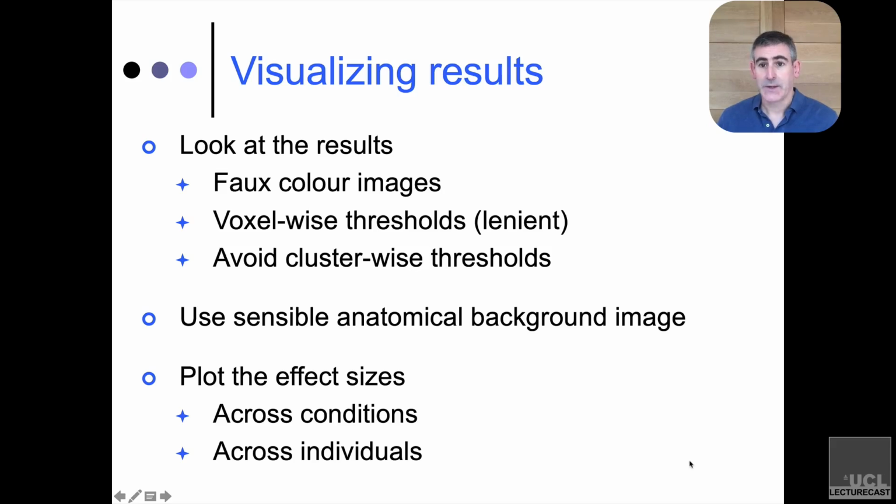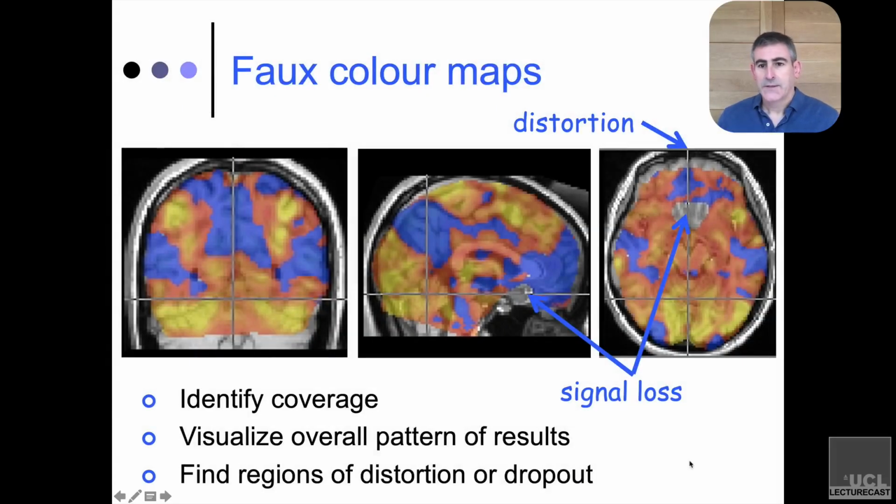And then finally, I want to talk about plotting the effect sizes. I'm going to talk about it across conditions, but also across the participants in the experiment as well. So let's just start with these faux color maps. I'm not doing anything fancy here. I'm simply plotting the beta values for a particular condition, an effect size. Or if you prefer to do something a little bit more complicated, you can plot the contrast image, the COPE, the contrast of parameter estimates.